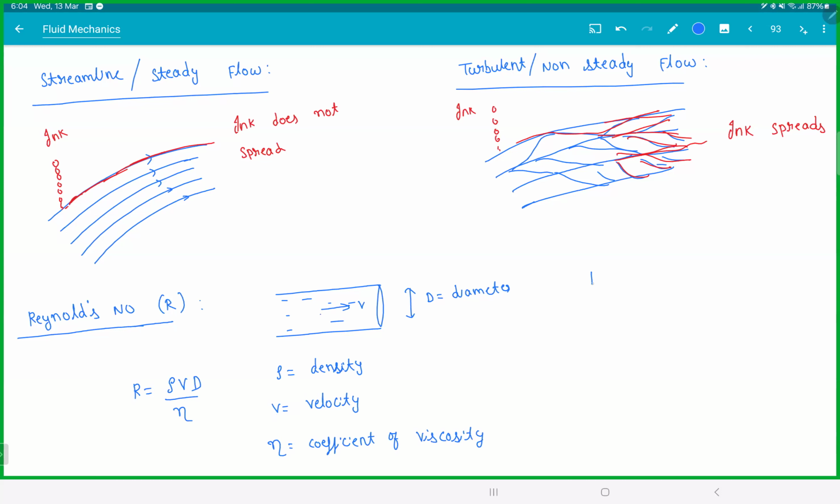If R is less than 2000, it's a streamline flow. It's all experimental. If R is between 2000 and 3000, we have no idea. It can be anything. For R greater than 3000, the flow becomes turbulent.